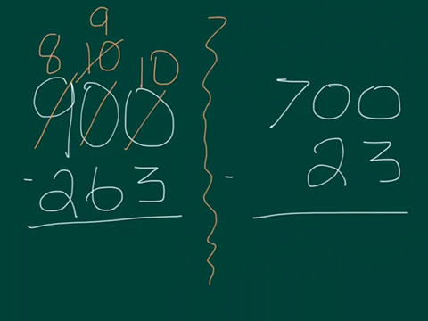10 minus 3 in my ones column is 7. 9 minus 6 in my tens column is 3. 8 minus 2 in my hundreds column is 6.